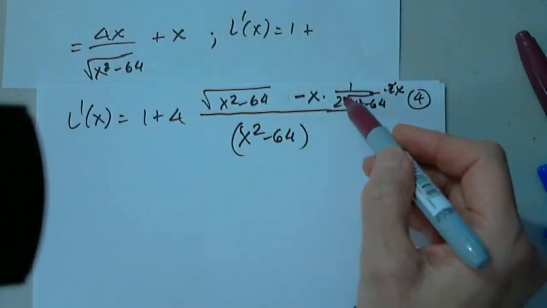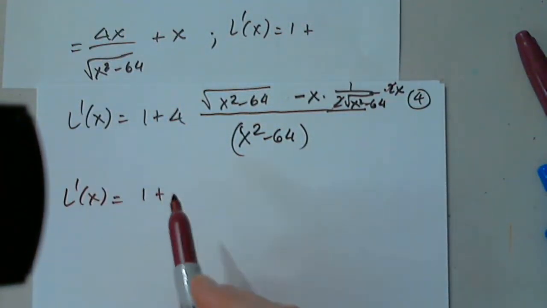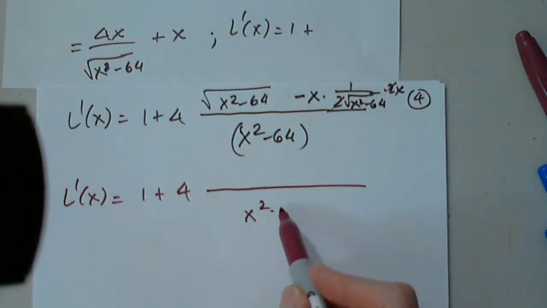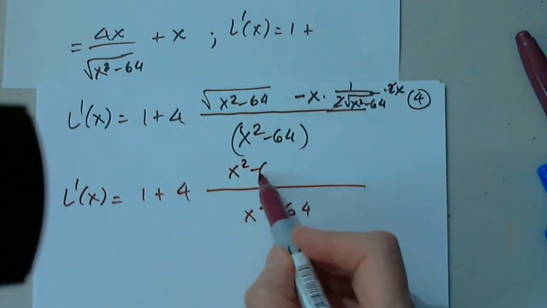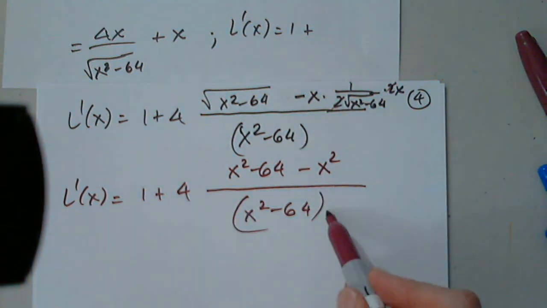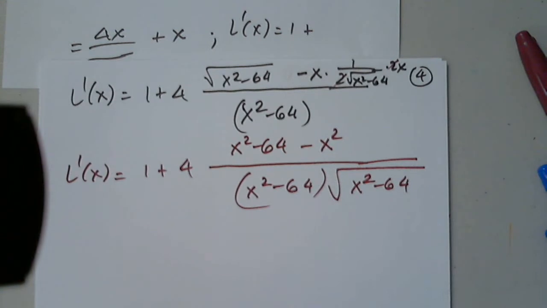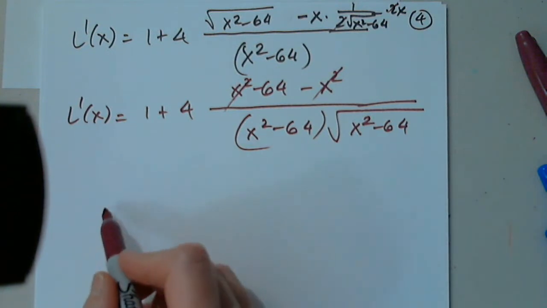Better. I feel much better about it. So L prime, 1 plus 4 outside, x squared minus 64. And we have to find the least common denominator, x squared minus 64 minus x squared and the square root of x squared minus 64. Okay. Still ugly, but manageable.